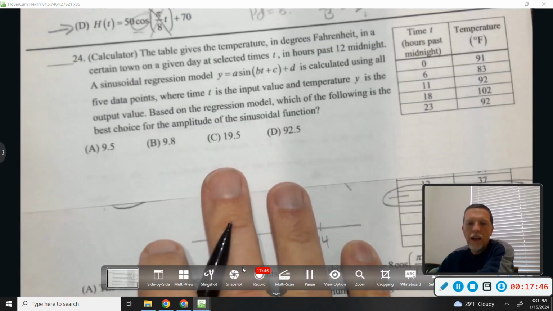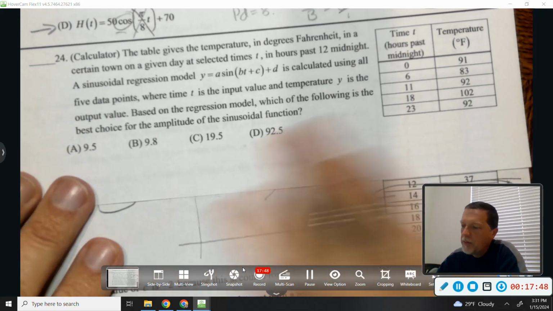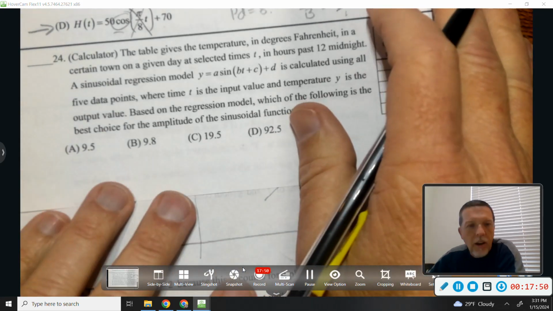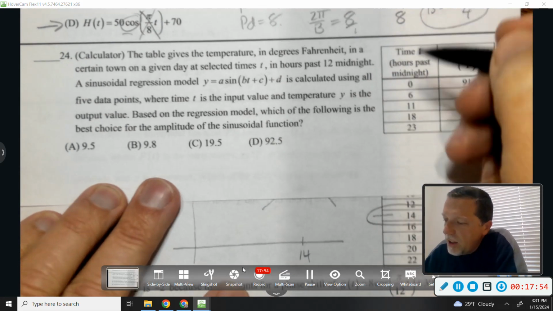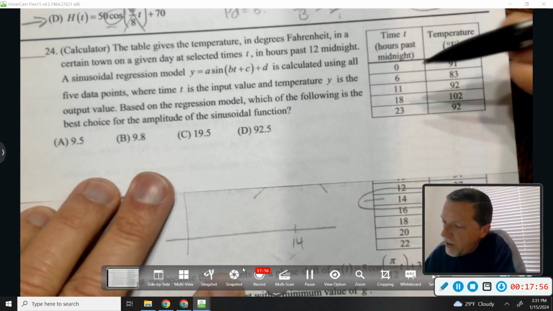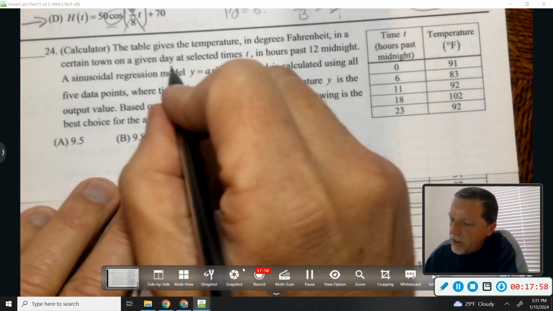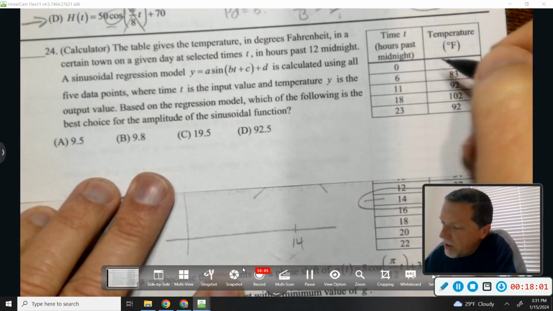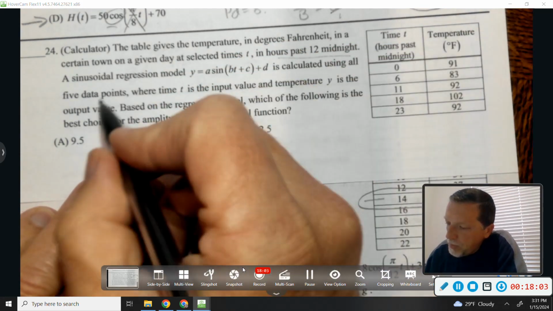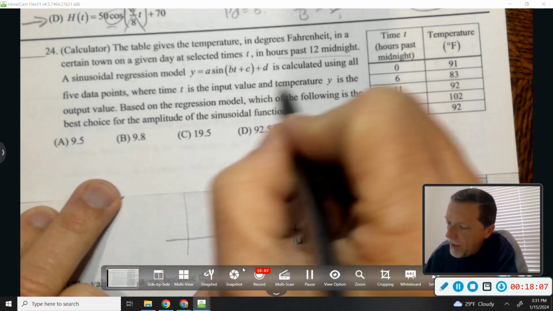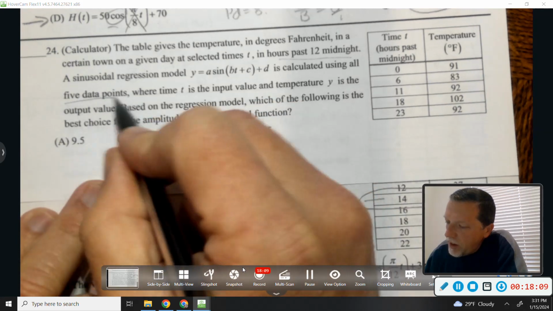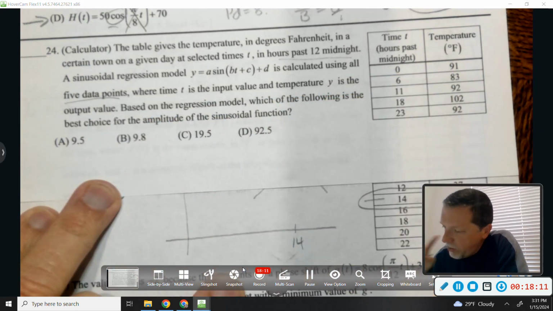24, last one. Calculator. We don't have a calculator for the test, so we'll see if I can do this without. If not, I'll grab a calculator. The table gives the temperature in degrees Fahrenheit of a certain town on a given day, selected hours past midnight. A sine model is given, calculated using all 5 data points, where t is the input value.